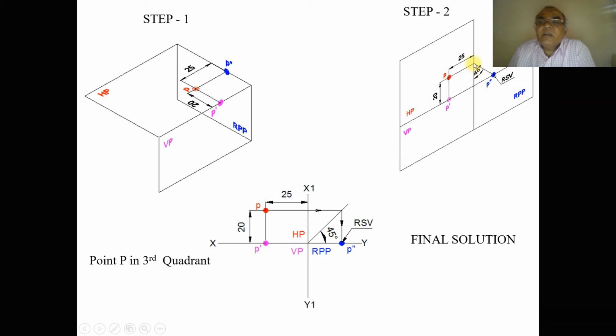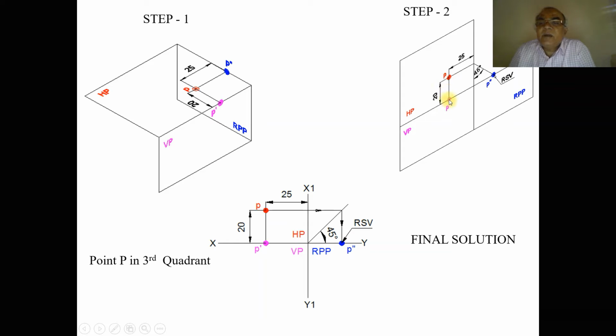In this case, you can see the distance of behind RPP, which is seen in both VP and HP. So you can take that 25 mm and draw this vertical line. Since it is on HP, obviously the point will be on VP. So you're going to get P dash on the vertical plane. And then since it is behind VP, the distance can be seen in HP. So from here you will be getting the distance of 20.